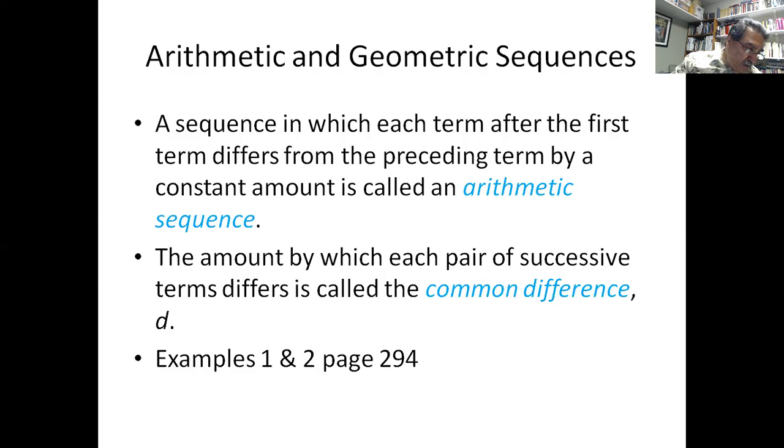If you have a sequence 5, 3, 1, -1, -3, -5, then the difference between 5 and 3 is 2, between 3 and 1 is 2, between 1 and -1 is 2. So you're going down by 2. So the common difference is -2. All right.